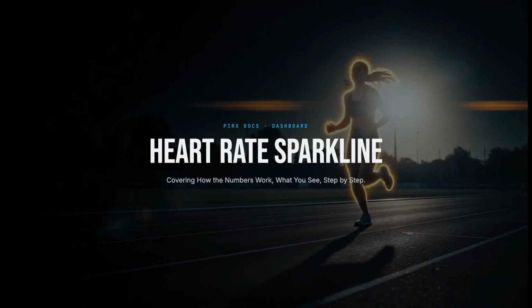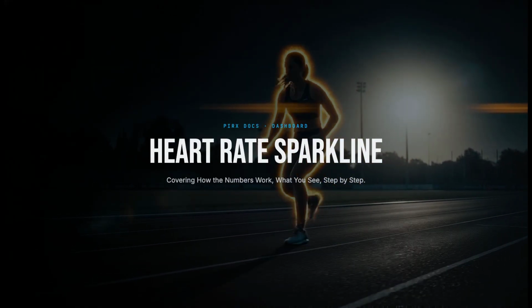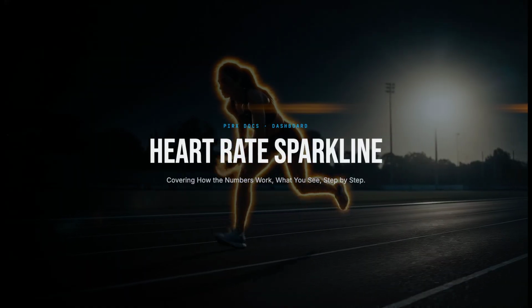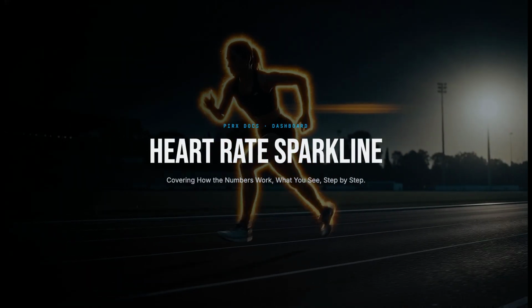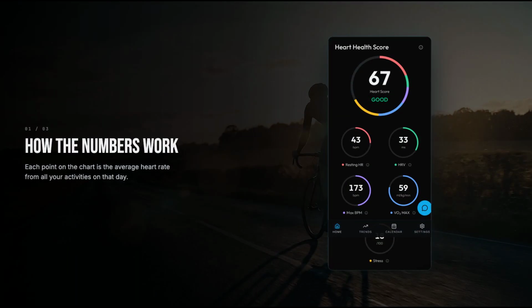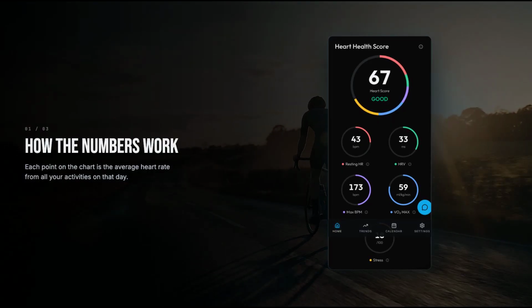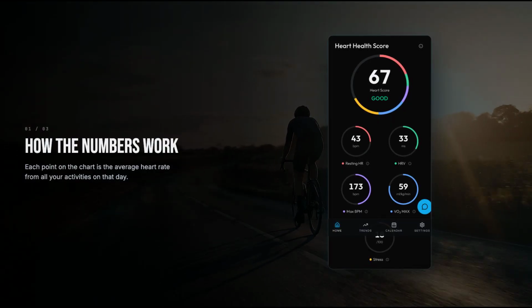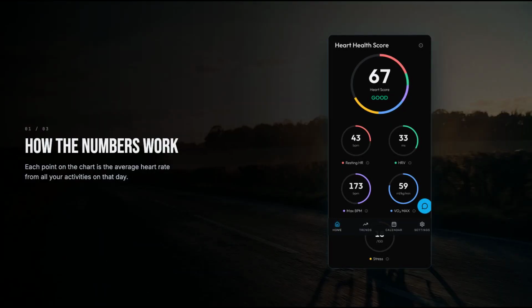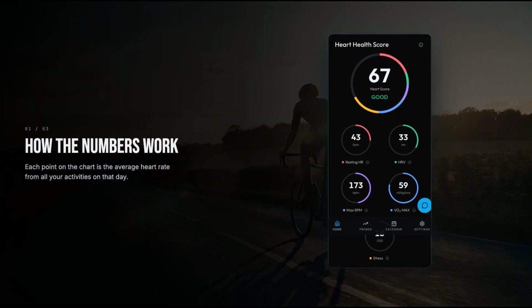Heart rate Sparkline, covering how the numbers work, what you see step by step. Each point on the chart is the average heart rate from all your activities on that day. The average and max numbers are calculated across the entire window of data shown.